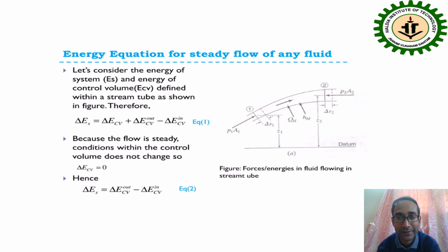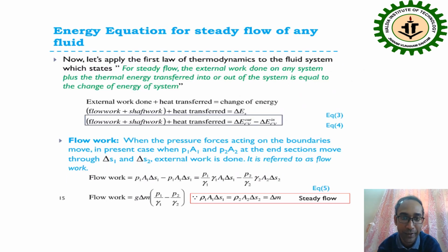So this is the derivation of the EGL, and the EGL will become as in this diagram. With reference to the previous discussion, we can measure it this way. We can say that the external work done plus heat transfer is the change of energy. So for steady flow, the external work done on any system plus thermal energy transferred into or out of the system is equal to the change of energy of the system.